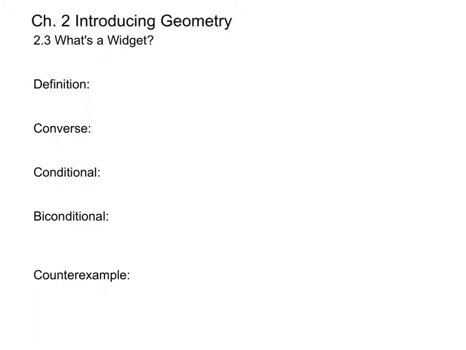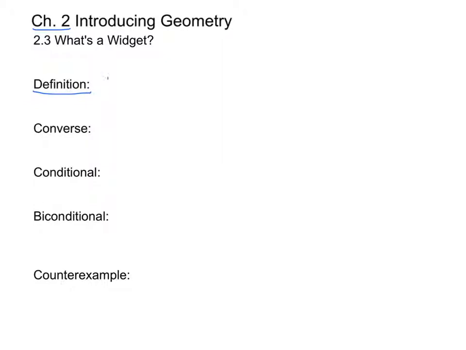So this video is a continuation of Chapter 2 of Geometry. It's Section 2.3 and 2.4. Section 2.3 is really about differentiating and defining objects or groups. So again, definitions are going to be very important.